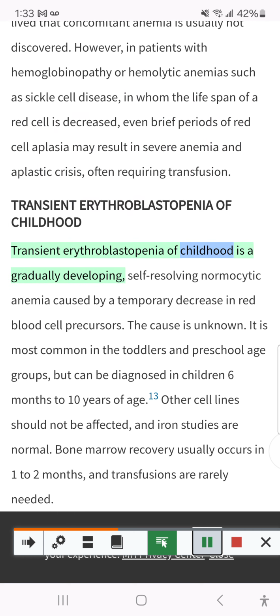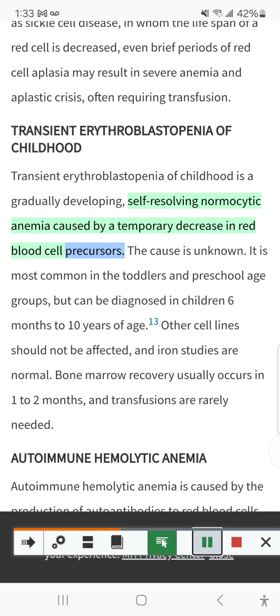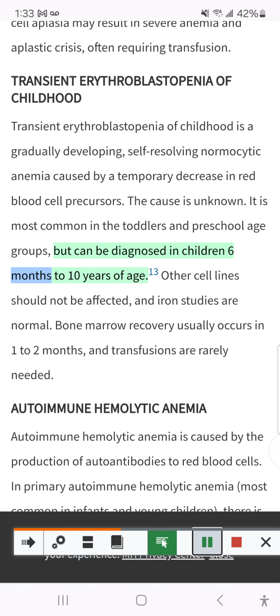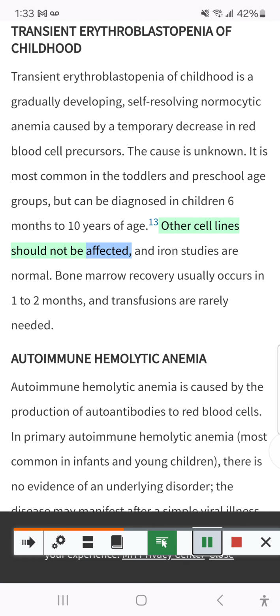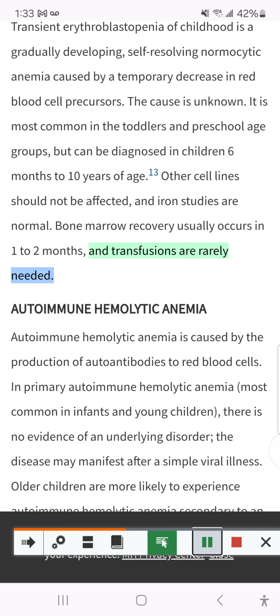Transient erythroblastopenia of childhood. Transient erythroblastopenia of childhood is a gradually developing, self-resolving normocytic anemia caused by a temporary decrease in red blood cell precursors. The cause is unknown. It is most common in the toddler and preschool age groups, but can be diagnosed in children 6 months to 10 years of age. Other cell lines should not be affected, and iron studies are normal. Bone marrow recovery usually occurs in 1 to 2 months, and transfusions are rarely needed.